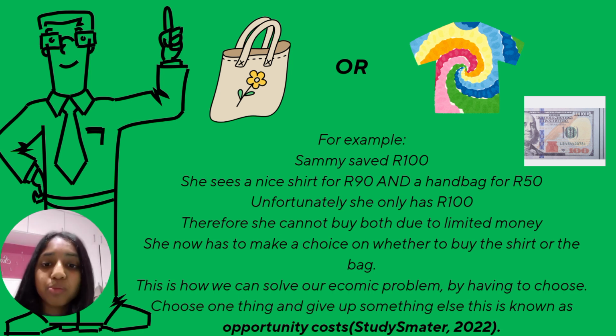Remember, our economic problem is that many people have unlimited needs and wants, but we have limited resources. So what do we have to do? We have to choose, just like how Sammy had to make a choice. This is how we solve our economic problem, by having to choose. We choose one thing and we give up something else. Just like how Sammy chose the shirt and gave up the bag. This is known as opportunity cost, and this is one of the many ways in which we can actually solve our economic problem.